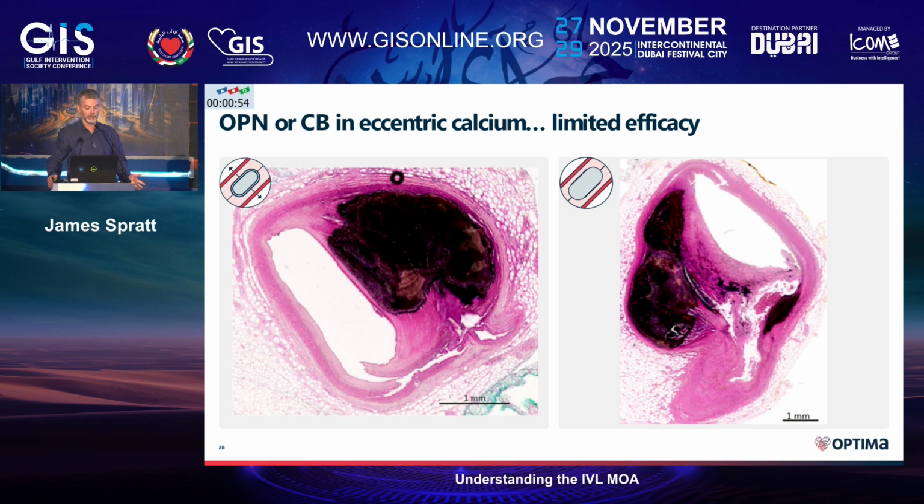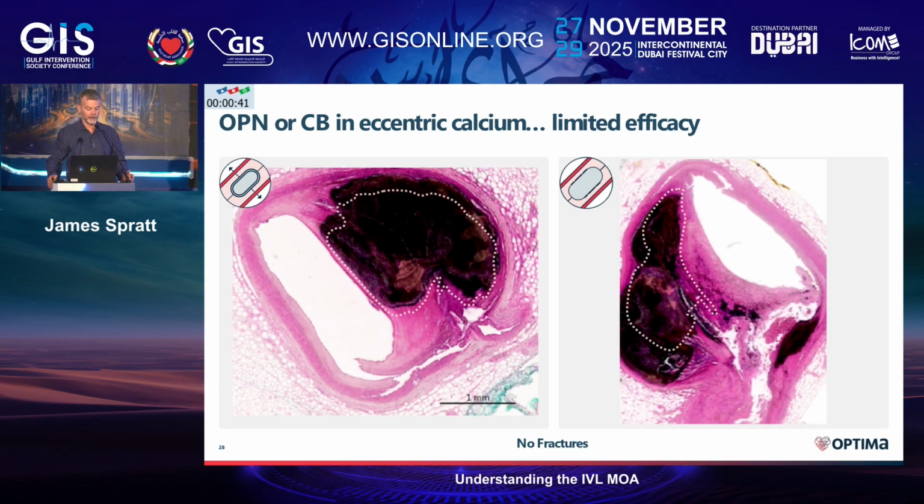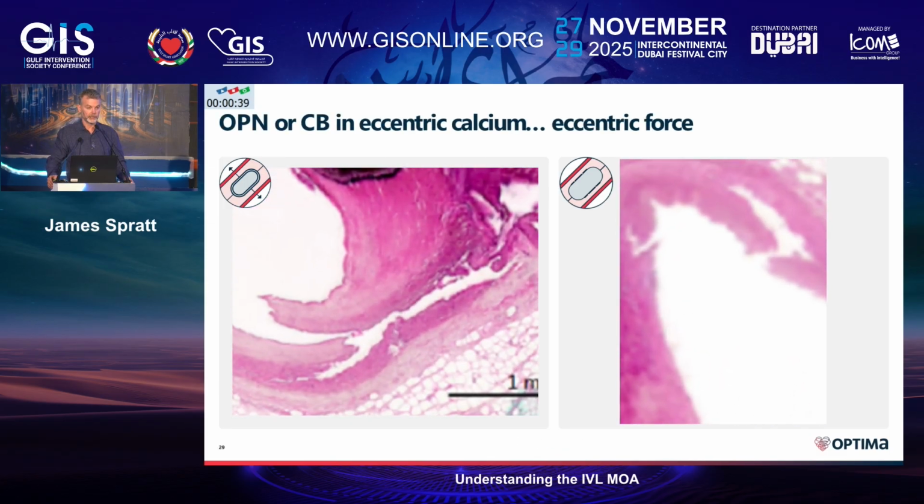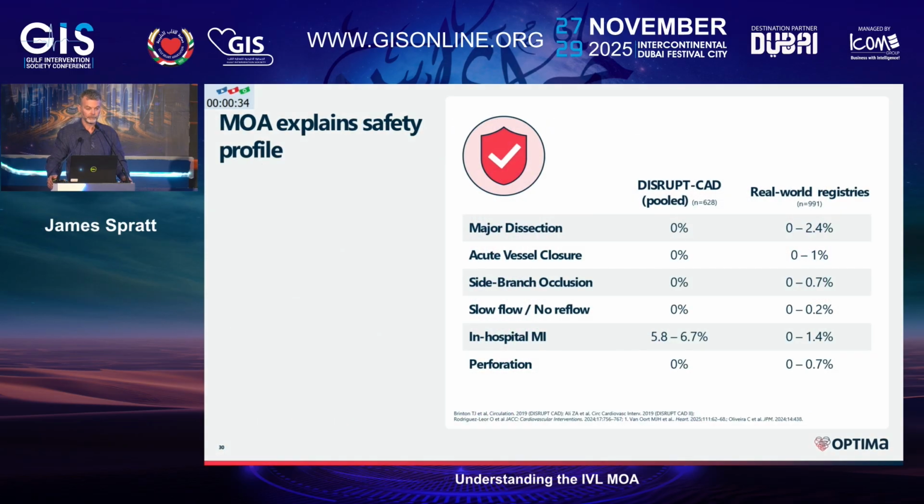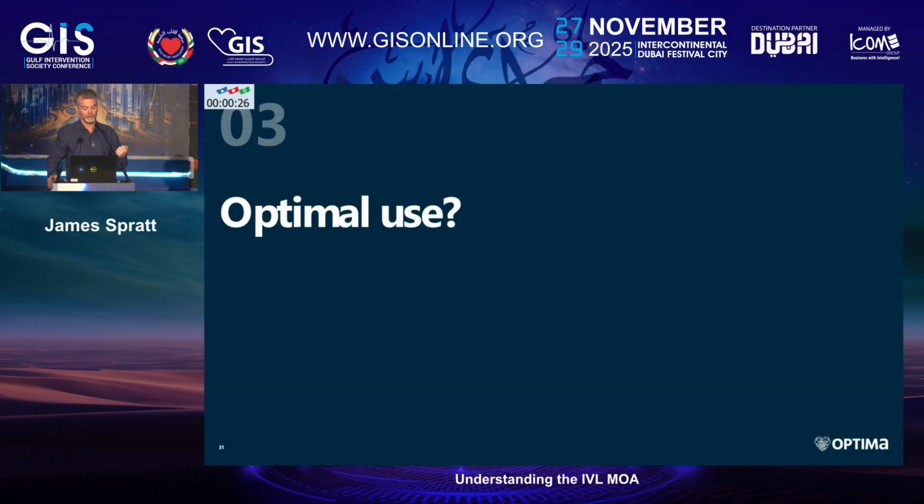And even within this study, there was no disruption of calcium seen at all with either cutting balloons or OPNs. And that's because the force is delivered to the elastic side of the vessel. So you can see the calcium outlined there, but unfortunately you can also see these intimal tears, which is what happens because of the physics of it. And that explains why the safety profile is so good, and that's been over quite a number of studies in patients now. And that leaves us with the final question, so how do we optimize use?